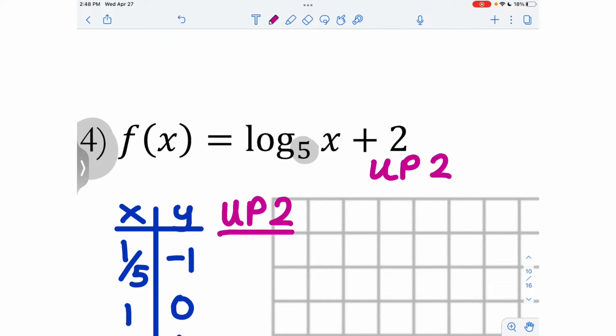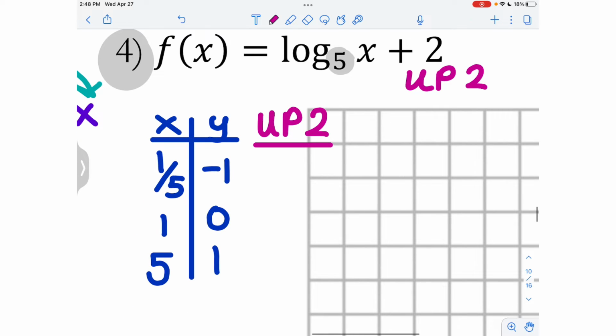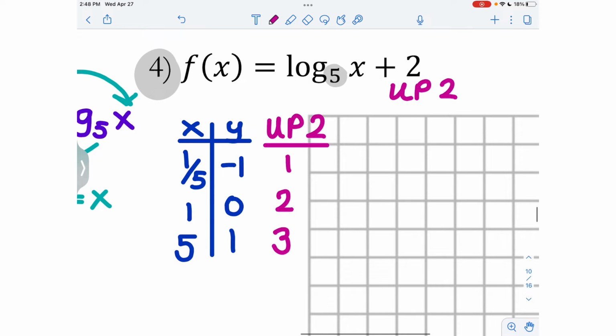I'm just going to take all my y values and move them up 2. So -1 up 2 goes to 1, 0 up 2 goes to 2, and 1 up 2 goes to 3. My new ordered pairs are 1/5, 1; 1, 2; and 5, 3.